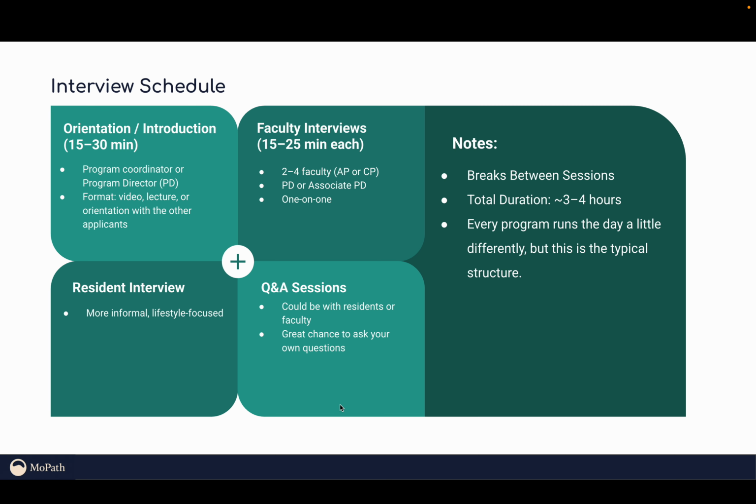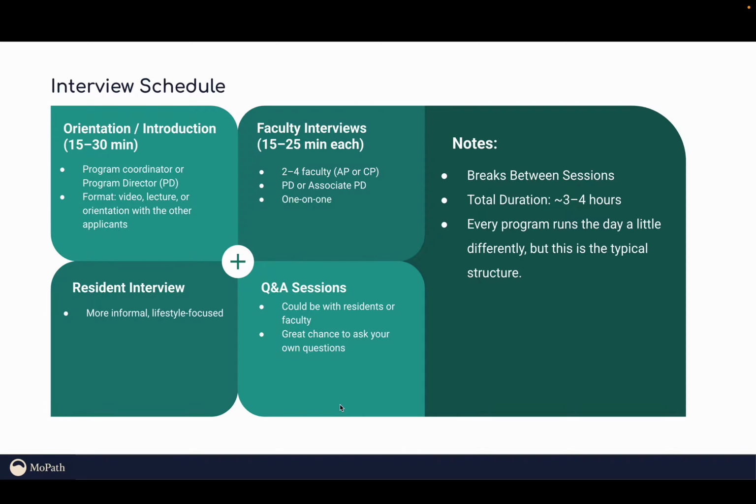Most of the programs start with an orientation or introduction about the program. It's around 15 to 30 minutes. It could be from the coordinator or the program director, and it could be a video lecture or a small orientation. And most of the time it will be with the other applicants.